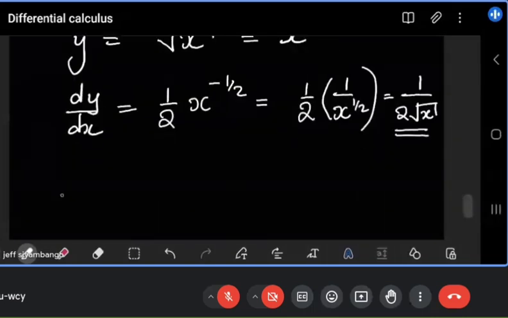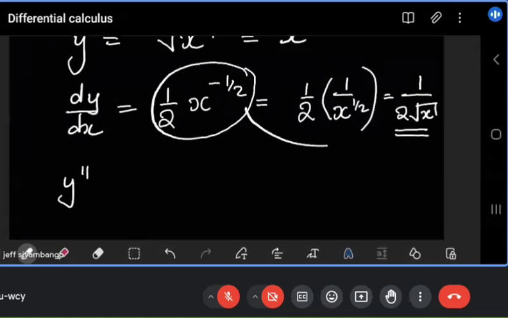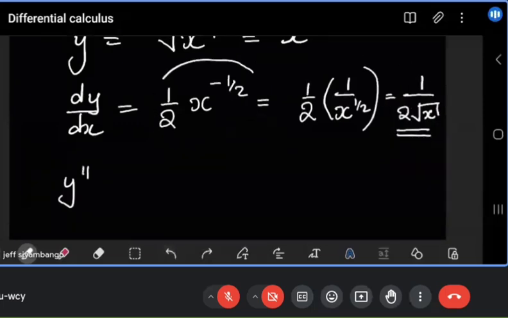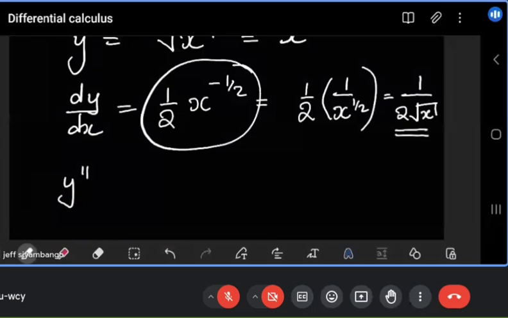Now, let's get the second derivative. The second derivative, I'll choose to view it from here. I'll not look at it from there. Even if I had this expression, I'll first want to present it in this way so that I can easily differentiate it. So this is what I'll be differentiating. Above all, it's the first derivative.